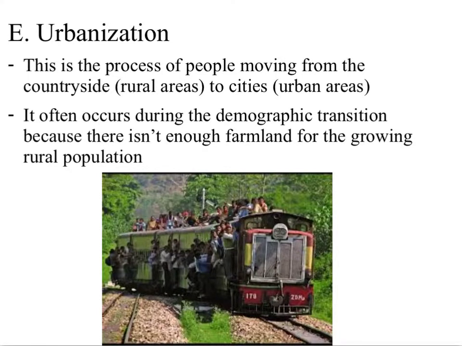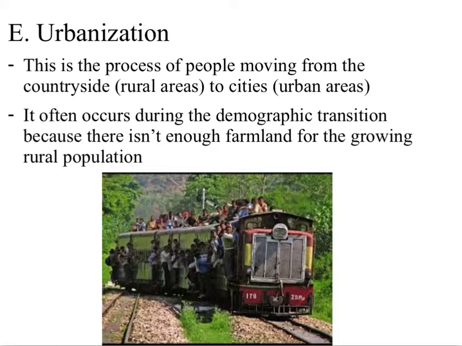Urbanization, the final population process we're going to talk about in this lecture. Urbanization is the process of people moving from the countryside, from farms, from rural areas, to cities or urban areas. And it goes hand in hand with industrialization, the creation of factories, and the switchover of the economy from being based on farms to being based on either factory work or trade or service industries, that kind of thing.